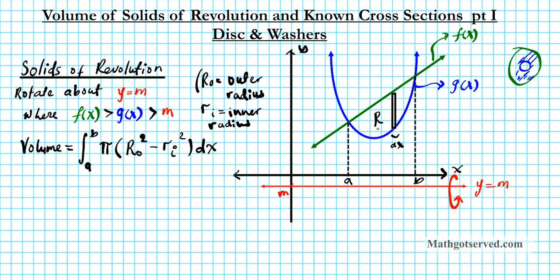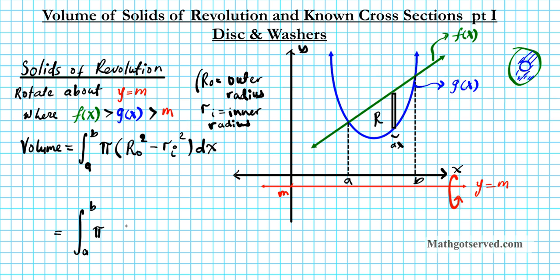Let's apply it to this particular situation here, where you have a function on top, a function underneath, and then the axis of rotation beneath both functions. So your volume is going to be what? It's going to be the integral from a to b. Notice the limits of integration from a to b is going in the direction that this dx is going.